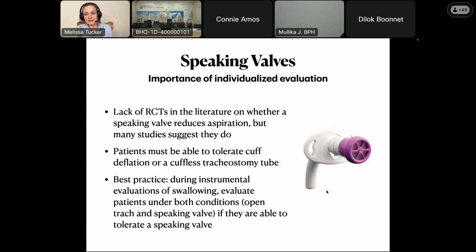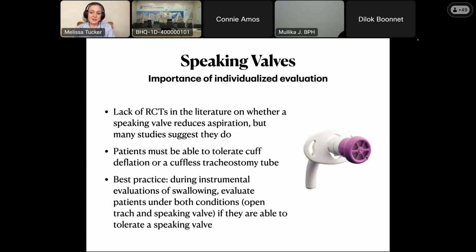So this valve, typically how we use this with patients is we ensure that they are generally stable, hemodynamically and cognitively. We try cuff deflation and make sure that they're able to tolerate it. And then we would place this valve for a brief period of time. Or we may start by doing some finger occlusion first to see if they're able to move air up through their upper airway.